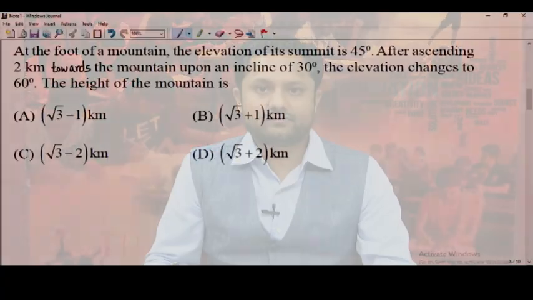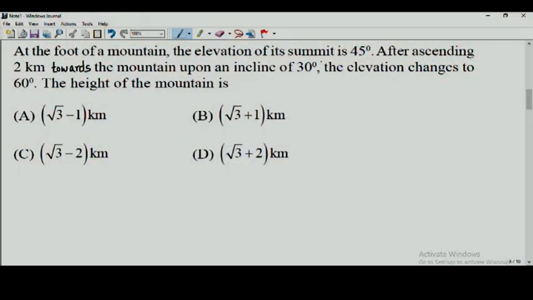Next question. At the foot of a mountain, the elevation of its summit is 45 degrees. After ascending 2 kilometers towards the mountain upon an incline of 30 degrees, the elevation changes to 60 degrees. So, let us draw the diagram.